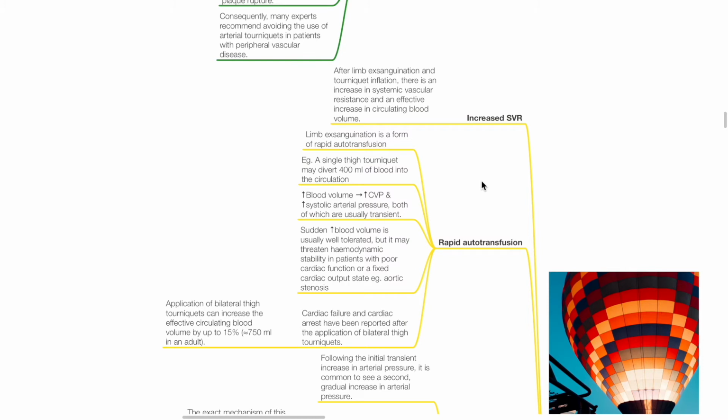Increase in blood volume increases CVP and systolic arterial pressure, which are usually transient. Sudden increase in blood volume is usually well tolerated, but it may threaten hemodynamic stability in patients with poor cardiac function or fixed cardiac output state, such as aortic or mitral stenosis. Cardiac failure and arrest have been reported after application of bilateral tie tourniquets, as application of bilateral tie tourniquets can increase the effective circulating blood volume by up to 15% or 750 ml in an adult.